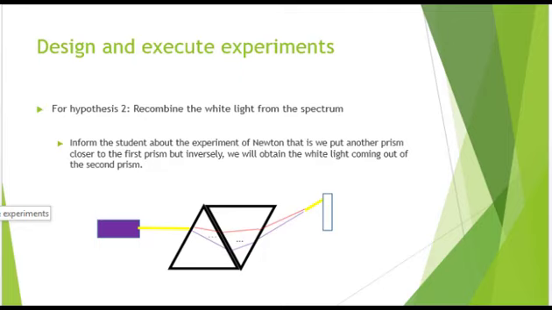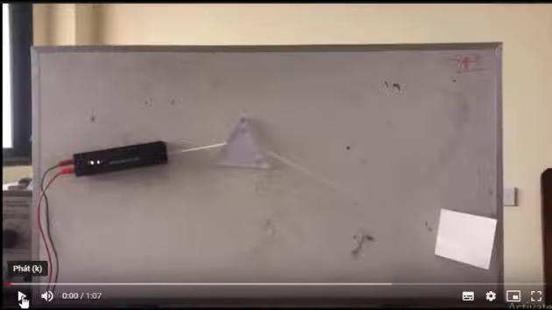We will continue to verify hypothesis 2 that the white light ray is a combination of many monochromatic lights. In this part, I will inform the students about Newton's experiment, where we put another prism close to the first prism but inversely. So we hope to obtain the white light coming out of the second prism.